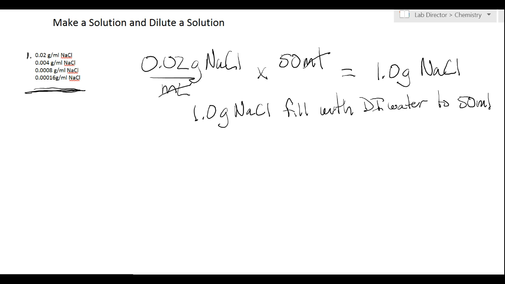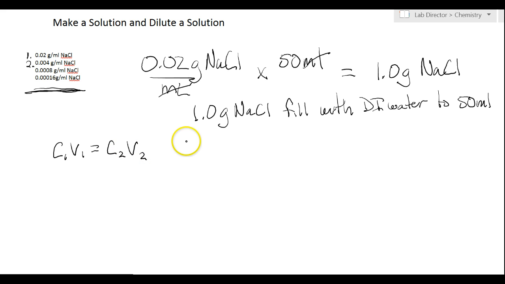Once I've made this, I want to take a little bit of it to dilute down to make my other 3 solutions. So the second one I'm going to do is, I'm going to write number 2 here, the 0.004 grams per milliliter. And so when we do a dilution, we use an equation that makes this actually very, very easy. And this is the equation. C1 V1 equals C2 V2.